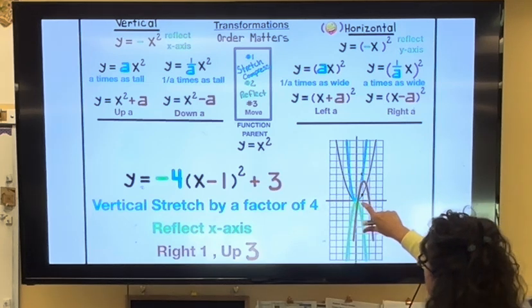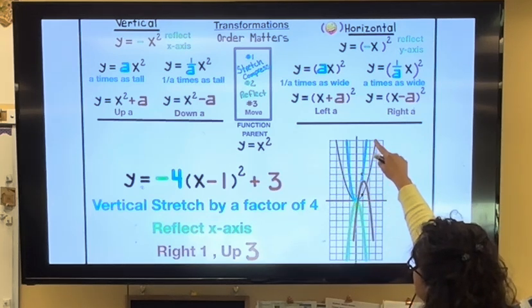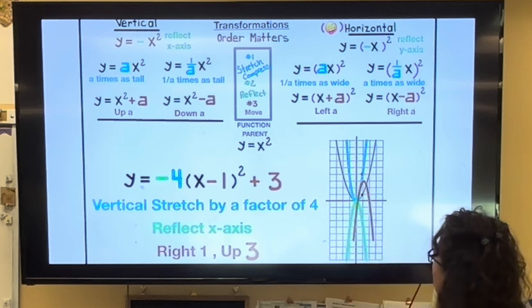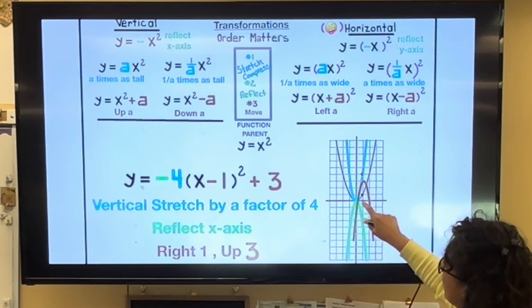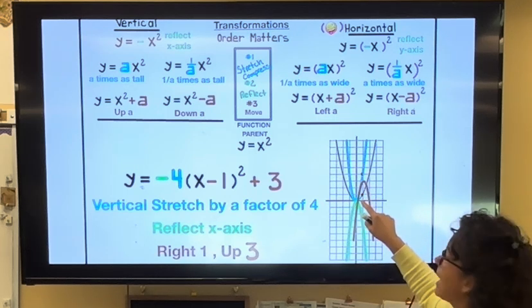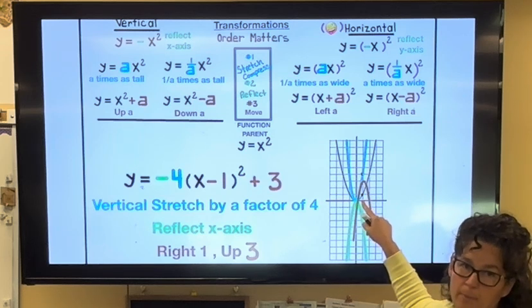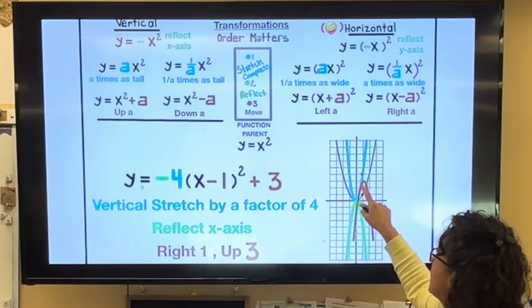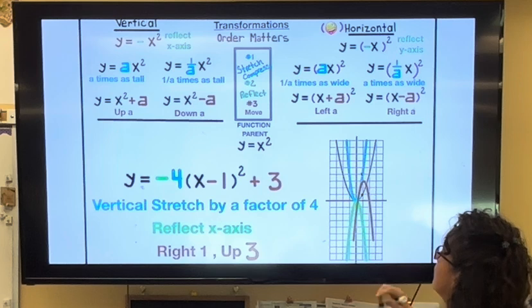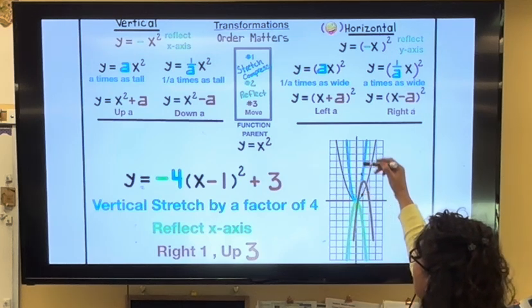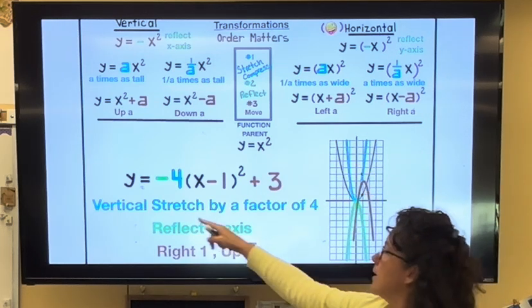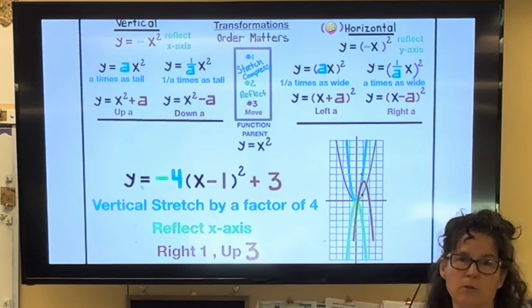Looking at that, here's my original parabola right there, parent function y equals x squared. This point is 1 away from the x-axis. Multiplying a height of 1 by 4, I get 4. So this point is now up here at a height of 4. So my blue parabola has had a vertical stretch by a factor of 4.